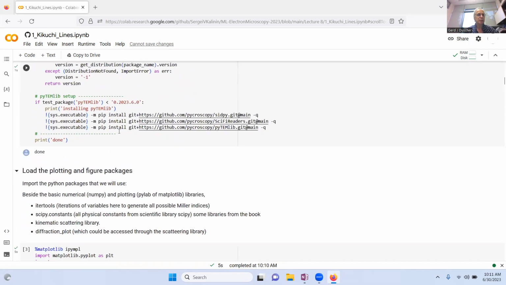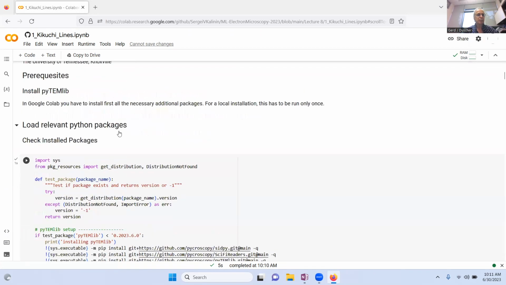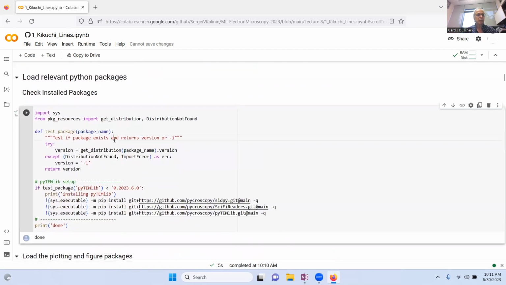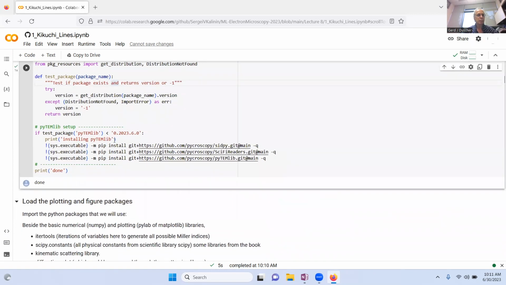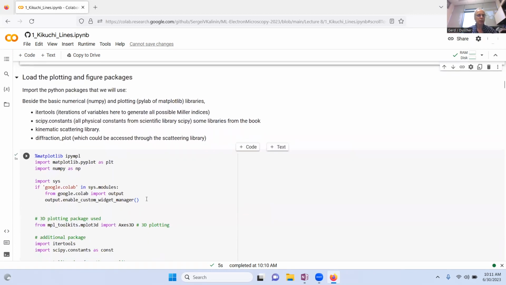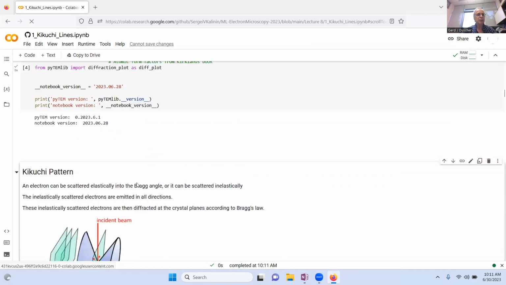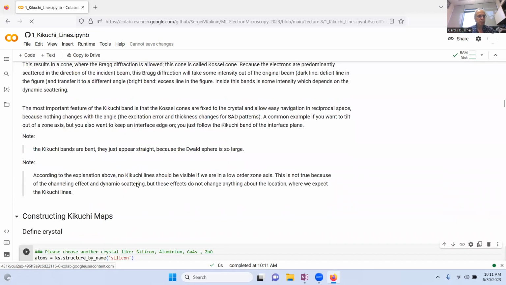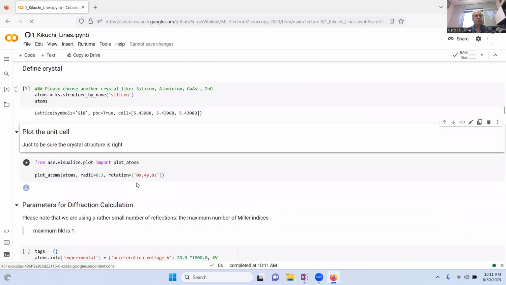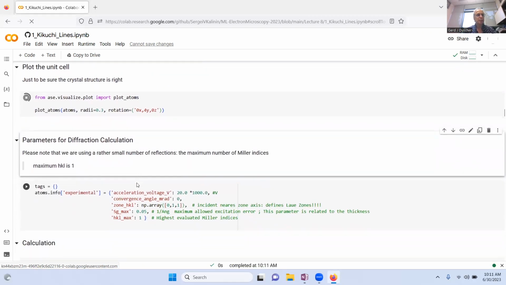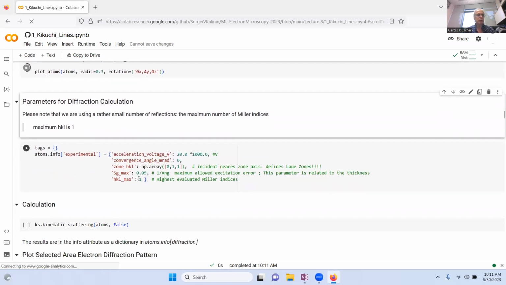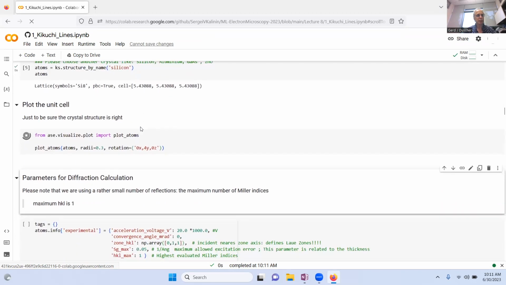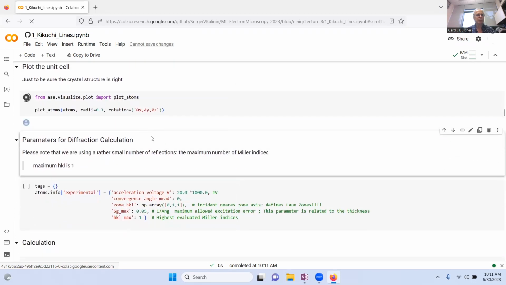How are we with our installation here? So we're still good. Okay, so we define a crystal again as we did before. We don't need to wait for plotting the atoms. That shouldn't have taken that long.